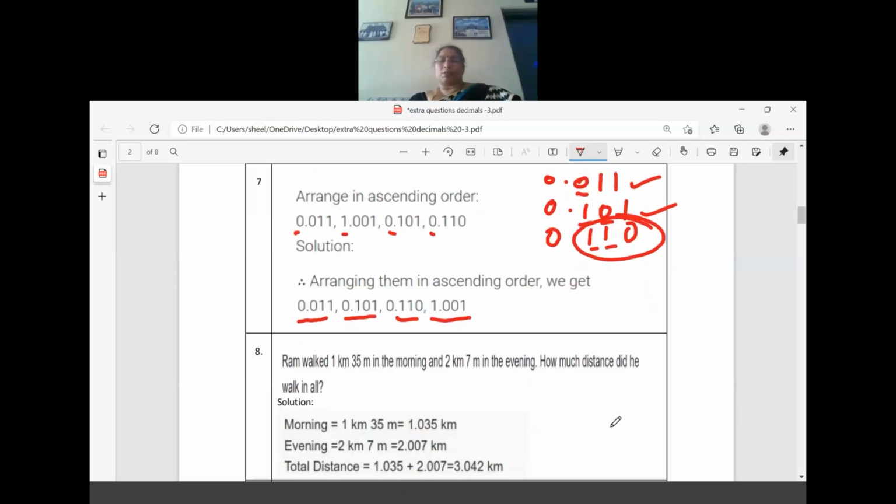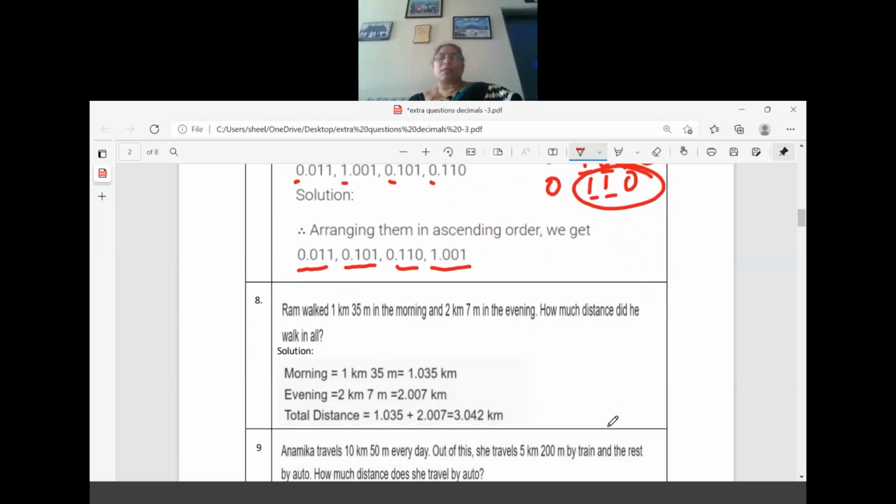Then the last one is 1.001. Next question. Ram walked 1 kilometer 35 meter in the morning, 2 kilometers 7 meter in the evening. How much distance did he walk in all? So the question is asked for walk in all. You can identify that we should add them only, isn't it? What is the distance they walked total, isn't it?